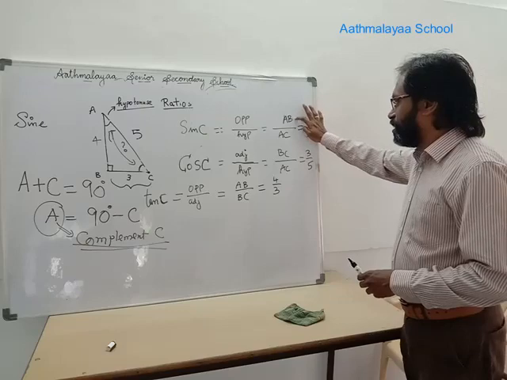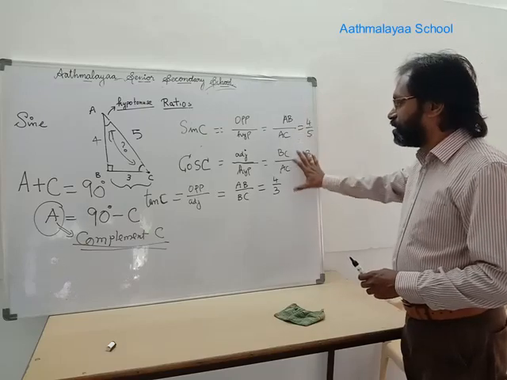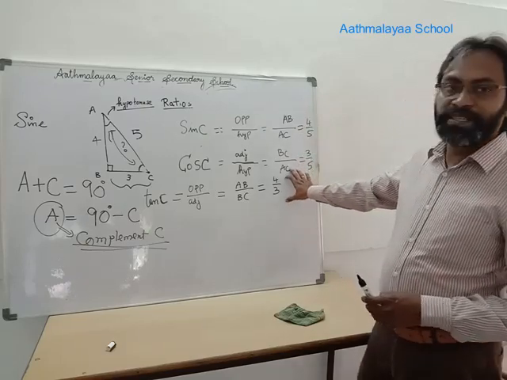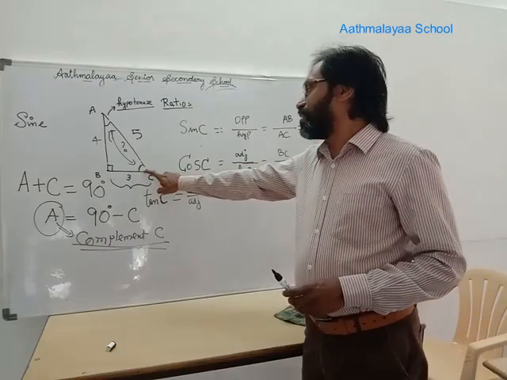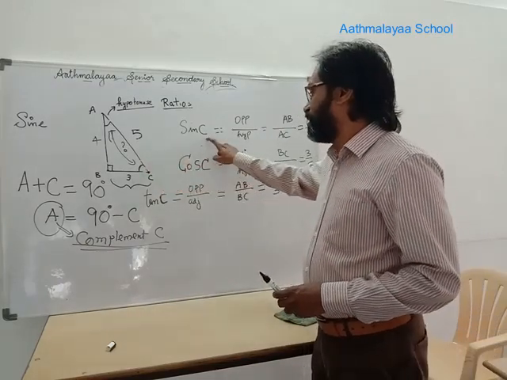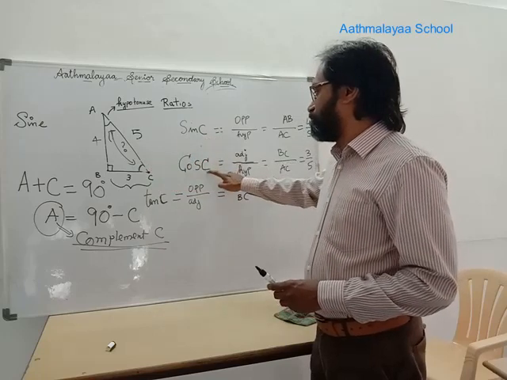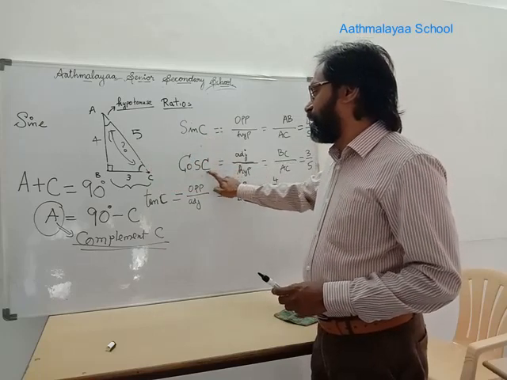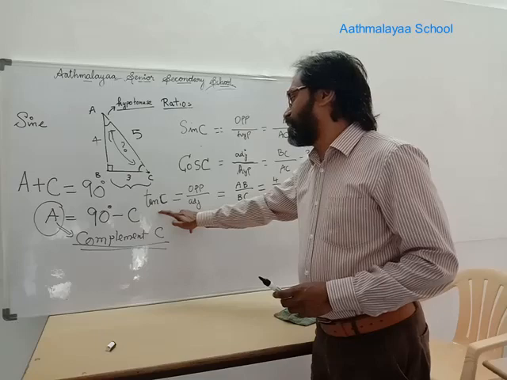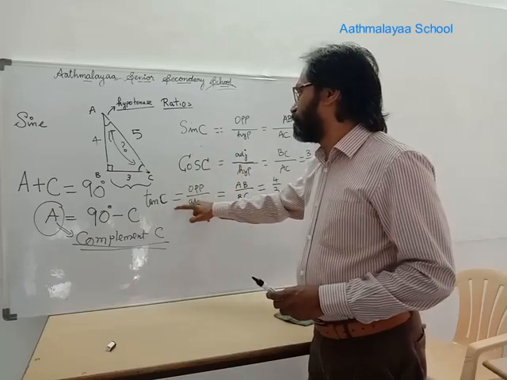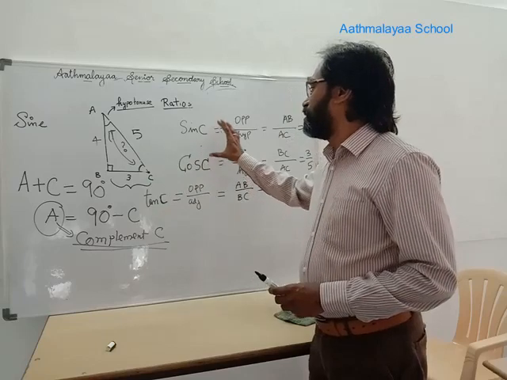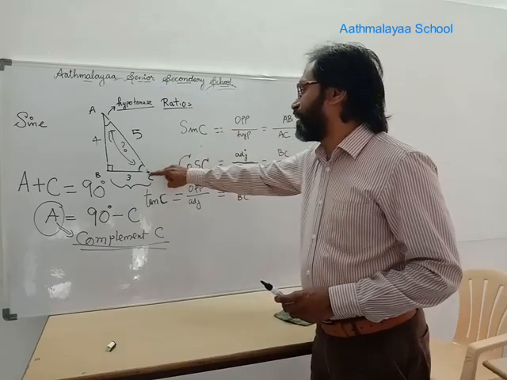So now we have written the three ratios which we discussed. We started with three ratios, and all three ratios we have mentioned in terms of angle C. What are they? Sin C, cosine C, which we put as cos C, and tangent C, which we put as tan C. These three ratios are discussed in terms of angle C.